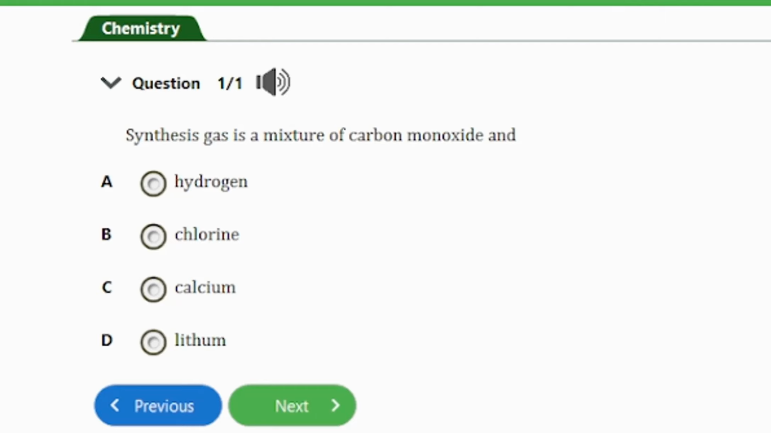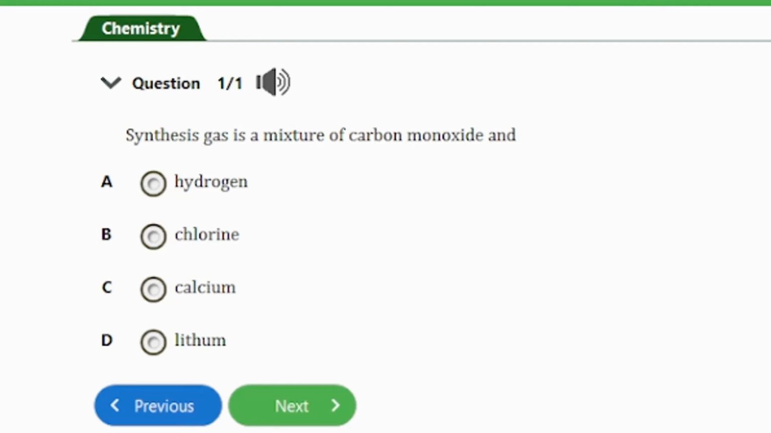The question here says, synthesis gas is a mixture of carbon monoxide and A, hydrogen, B, chlorine, C, calcium, D, lithium. So guys, the answer to this question is option A, and that's hydrogen.